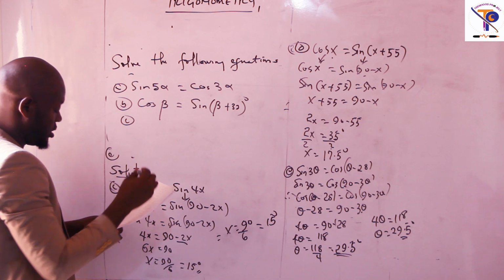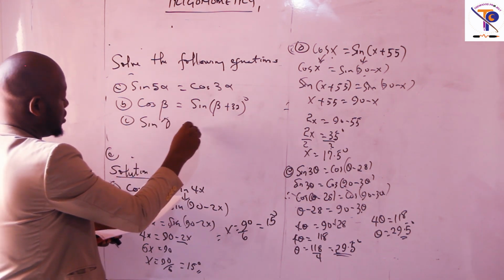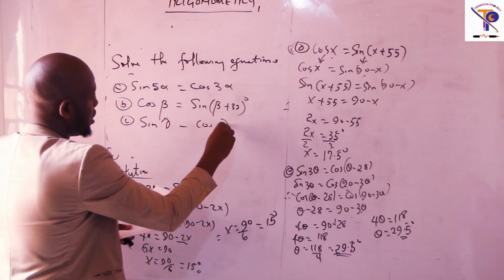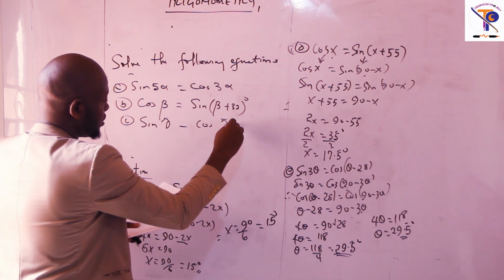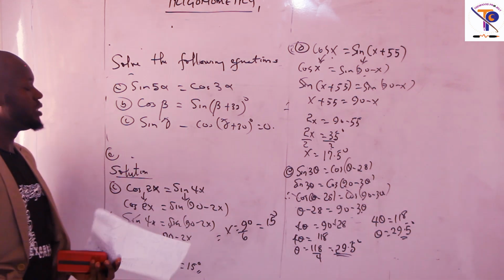And C: sine lambda minus cos lambda plus 30 degrees is equal to 0. Let's check these 3 questions.